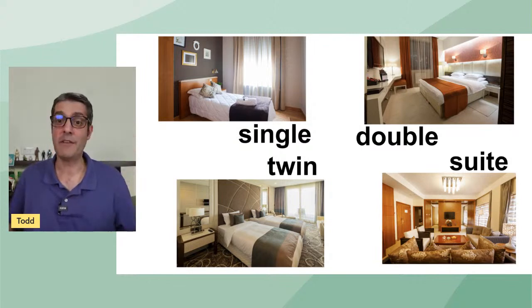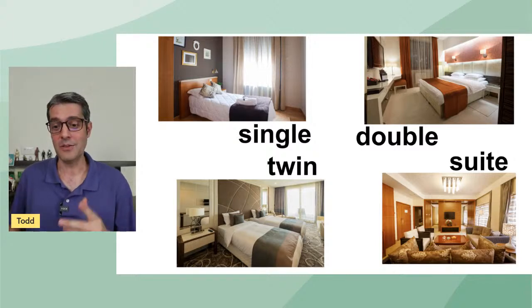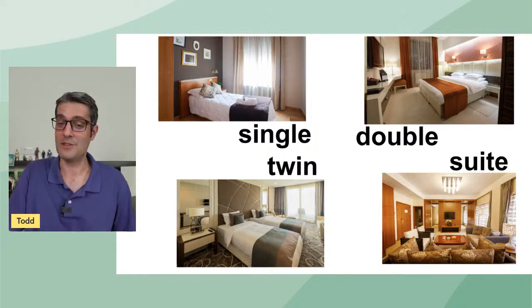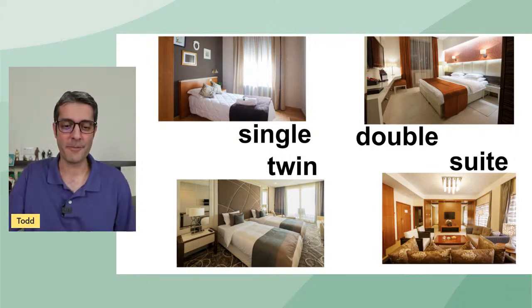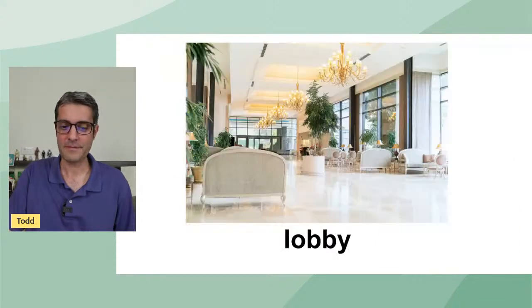If you book a double, you have a large bed. If you book a twin, you have two smaller beds. And if you book a single, you have one small bed. So depending on what your needs are, that will determine what kind of room you will make a reservation for.